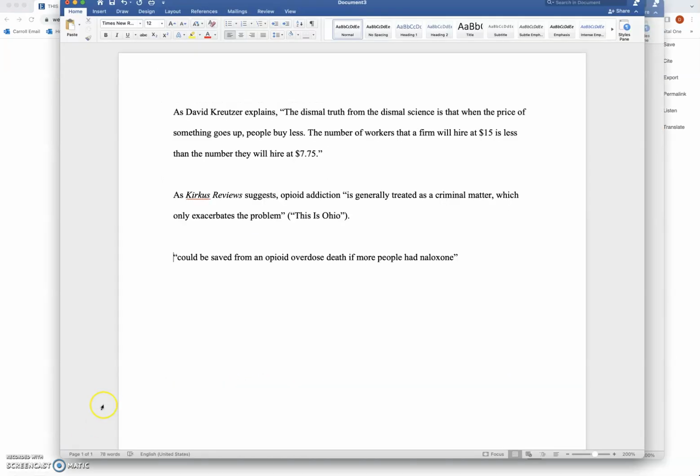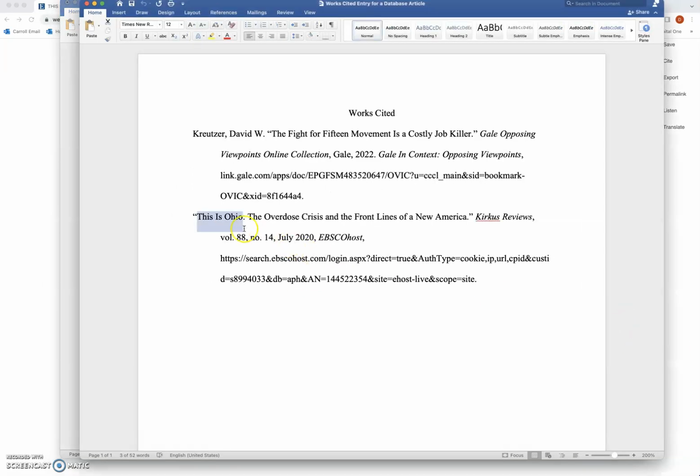So you need to state that in the signal phrase, right? Jack Schuler argues that many addicts could be saved, right? Because he's the one who said those words. So whoever said the words that you're quoting, you put it in the signal phrase, right? When it's a matter of citing a quote from an article. But we still have to match the first word of that article, don't we? And it came from "This is Ohio." So we still need to match that.